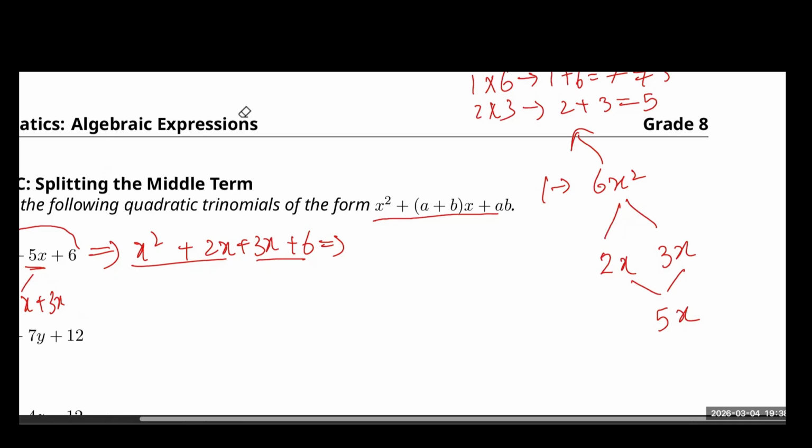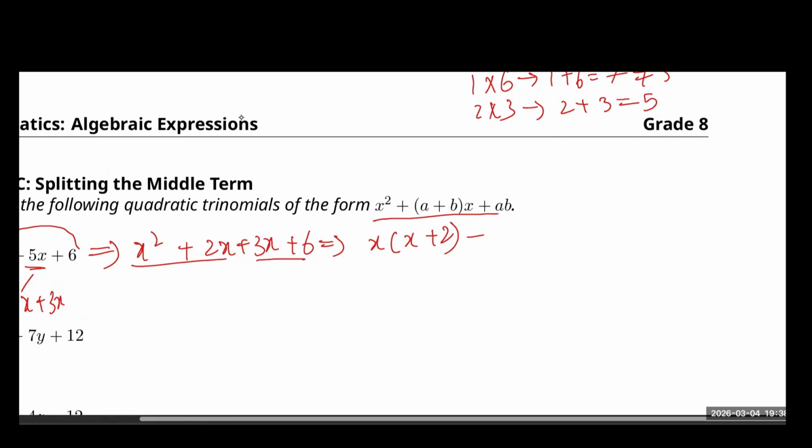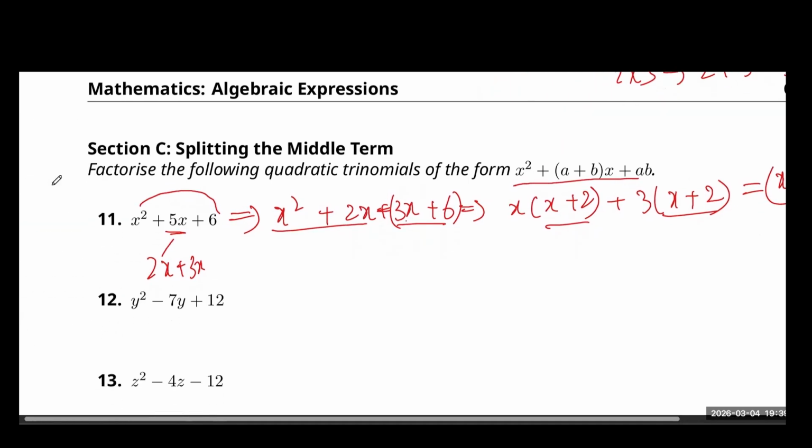We make a group, and now if we go for it, see, from these two we can take x common. So if we take x common, x plus 2 will be left, plus from these two, I can take 3 common. From 3x and 6, I can take 3 common, right? 3 ones are 3, 3 twos are 6. Now, if you see in both of them, x plus 2 and x plus 2 are the common terms. So take x plus 2 common and x plus 3 common. Okay, like this.